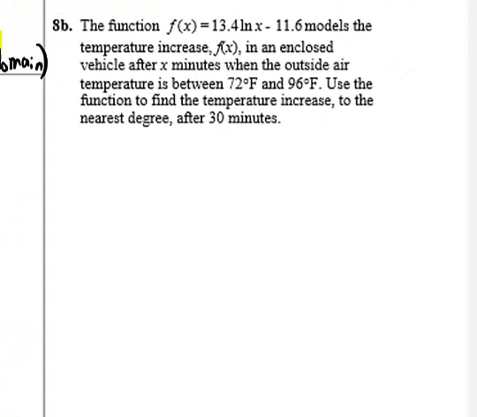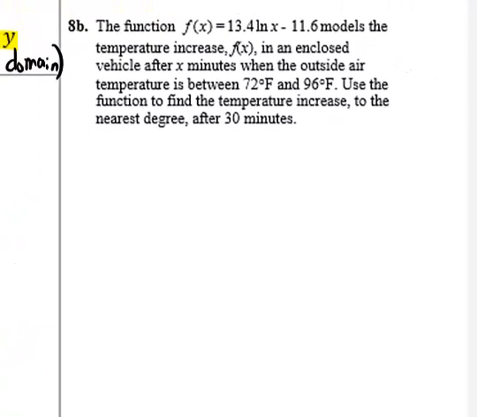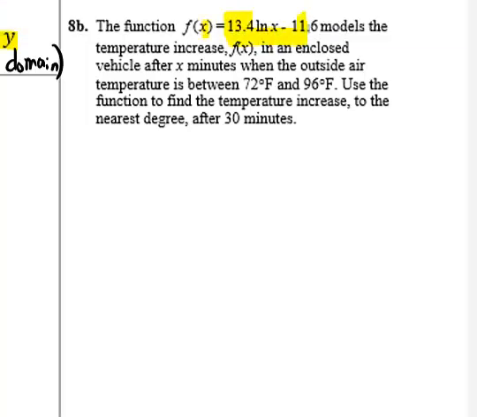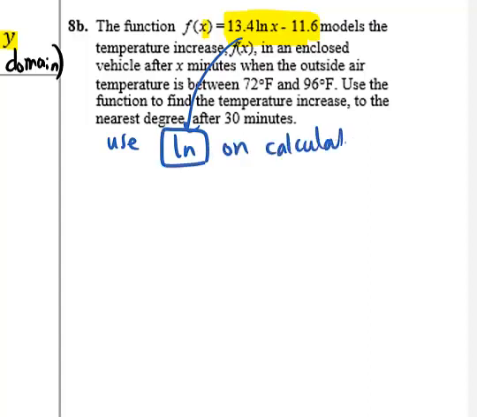And I think this last one is going to be similar to the applications we just saw. It's just that when I go to type stuff in my calculator, I'm going to have to press the ln button instead of the log button. That's the only thing, since they have an ln here instead of a log. Otherwise, this should be really similar to the previous application problems. Use the ln button on the calculator instead of the log button.